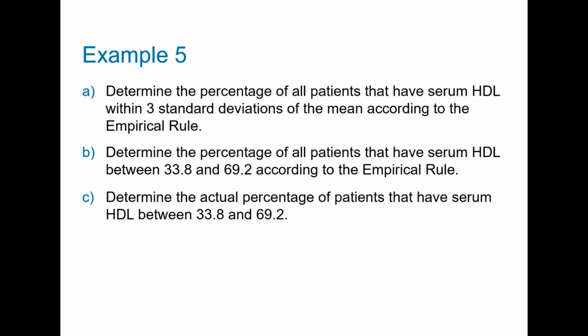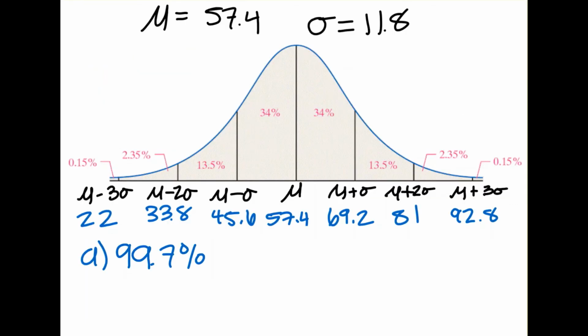Part B, determine the percentage of all patients that have serum HDL between 33.8 and 69.2 according to the empirical rule. For Part B, we want to determine the percentage of all patients that have serum HDL between 33.8 and 69.2. So that's going to be between these two purple lines.